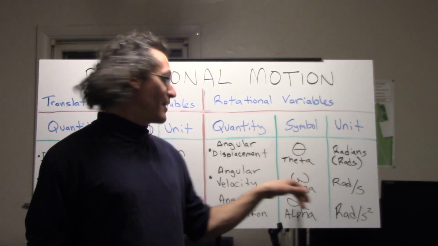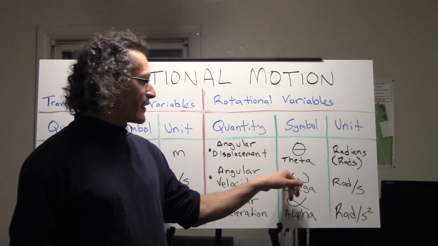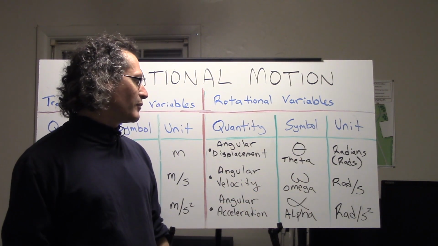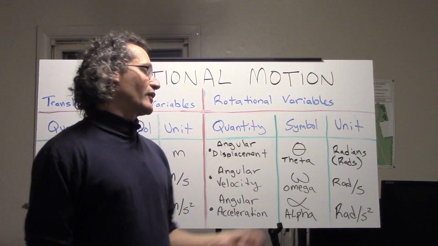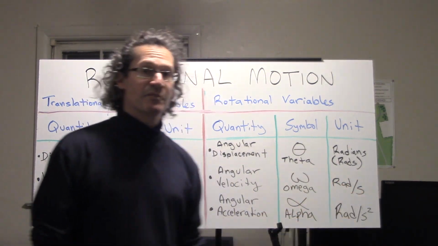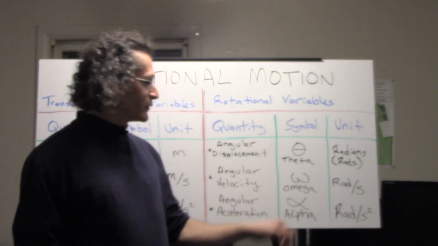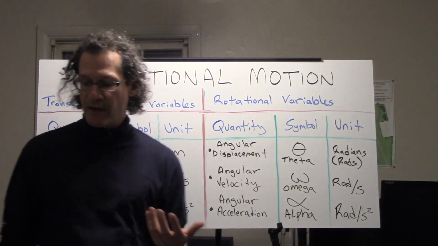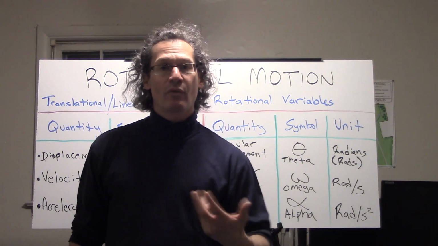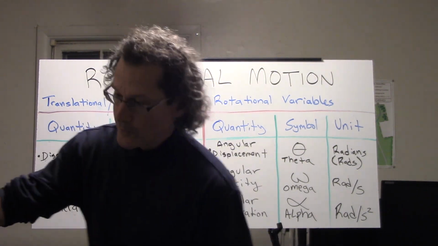We've got angular velocity, which is the Greek letter omega that kind of looks like a buttocks, but it's basically a W that's very, very curly, and the units are radians per second. And then we have angular acceleration. Alpha looks like a fishy, and the unit is radians per second squared. So what do all of these quantities and variables mean? That's exactly what I'd like to describe very quickly.